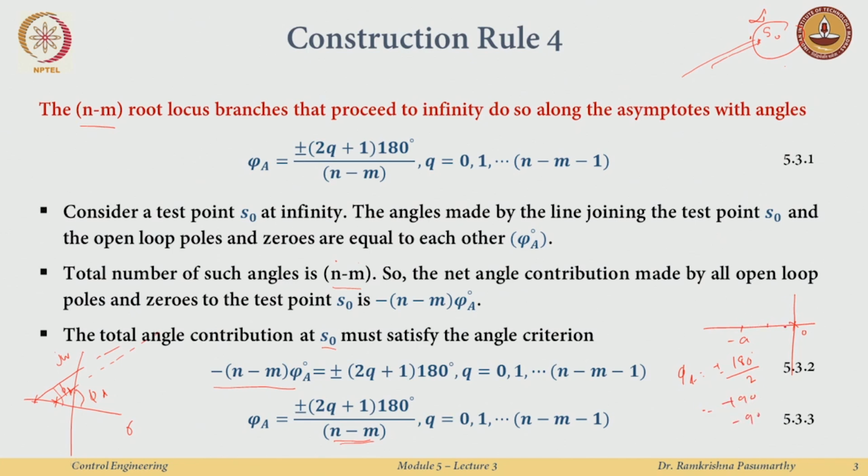So, this pole starts here and goes to infinity at an angle plus 90, and the other guy starts from here and goes here at an angle minus 90. So, that is what this tells us, right, that the n minus m branches, 2 in this case, that proceed to infinity, do so along asymptotes with angles which depend on the number n minus m, right. If there are more of these guys, the angle will change accordingly.